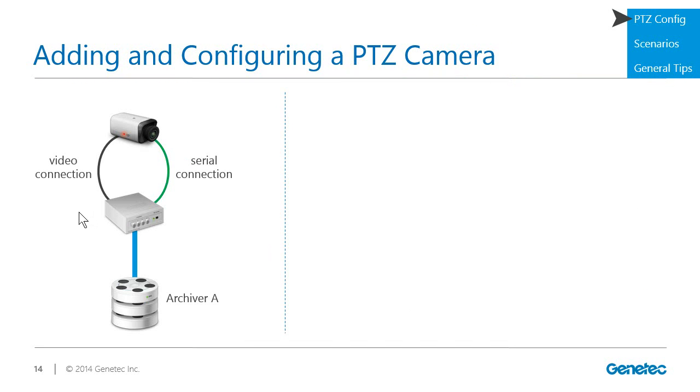Now, there are two main connectors that you'll have to worry about with an analog PTZ: the video connection and the PTZ motor connection. Now, the video cable must go to the video input of an IP video encoder. The PTZ motor is connected to the serial port of an encoder as well, but this doesn't have to be the same encoder.